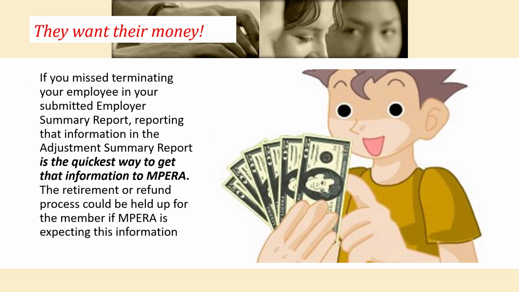If you've missed terminating your employee in a submitted employer report, reporting that information in the adjustment summary report is the quickest way to get that information to Impera. The retirement or refund process could be held up for the member if Impera is expecting this information.